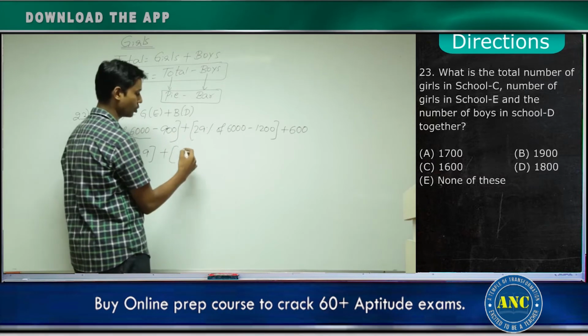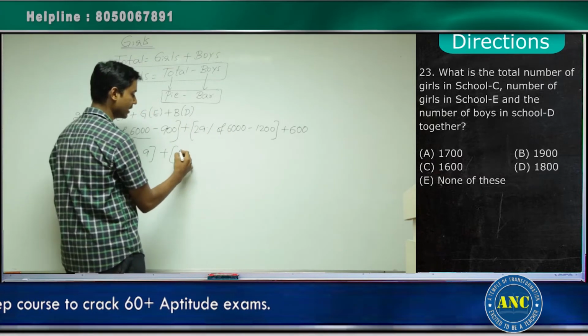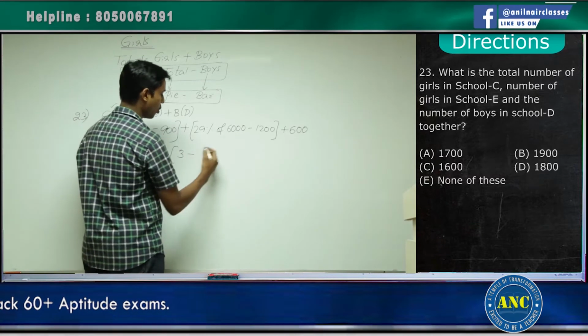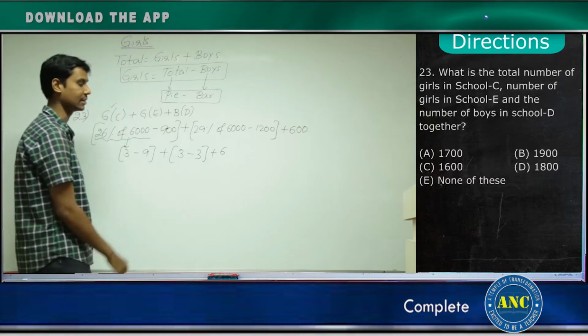11 is 1 plus 1, 2. 2 into 6 is 12. 12 is 1 plus 2, 3. This entire thing is 3 minus 1 plus 2 is 3, plus 600, digital sum is 6. 600 digital sum is 6.